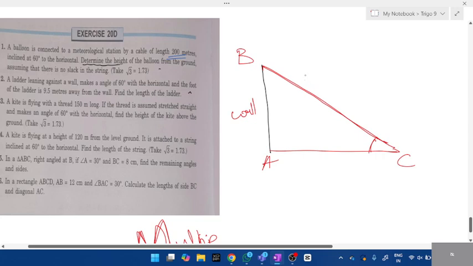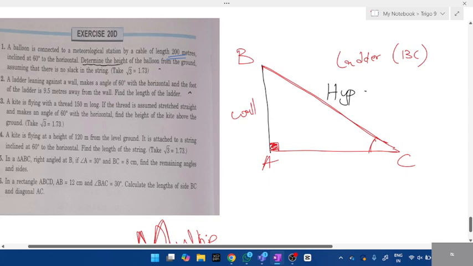Which is the ladder here? Which one is the ladder? BC. Right? The ladder is BC. In terms of the triangle, what is the ladder, students? What is BC? In terms of the triangle, BC is the hypotenuse, right?